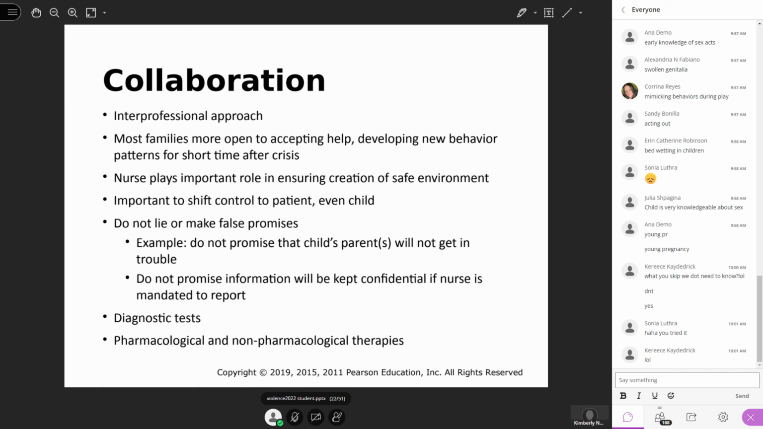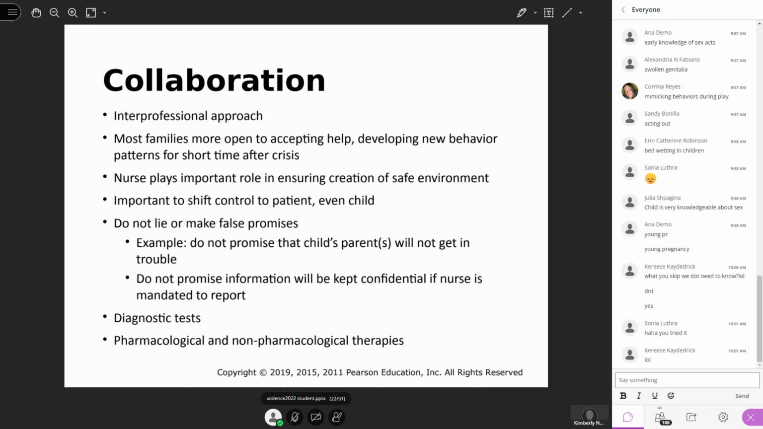What is important to know is that you are going to be working with many different professionals, social workers, and physicians. You may wind up getting involved with working with the authorities, right? Our job is to make sure that we create a safe environment while the patient is in the hospital. And we want to make sure that we develop a therapeutic relationship or an environment in which our patients feel that they can trust us, okay?